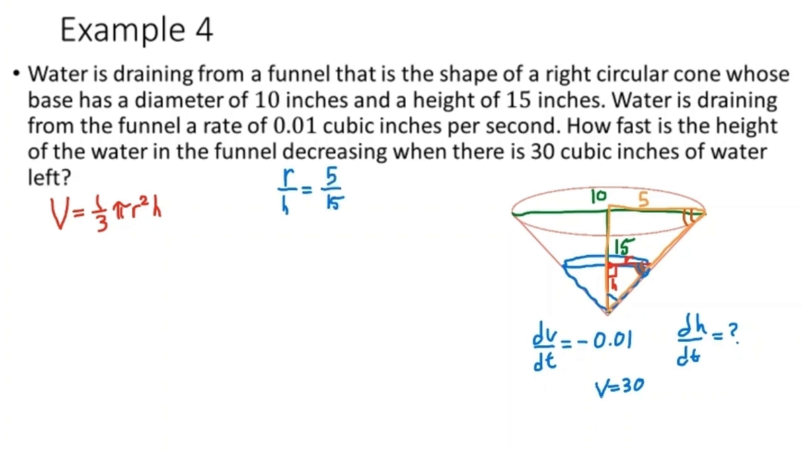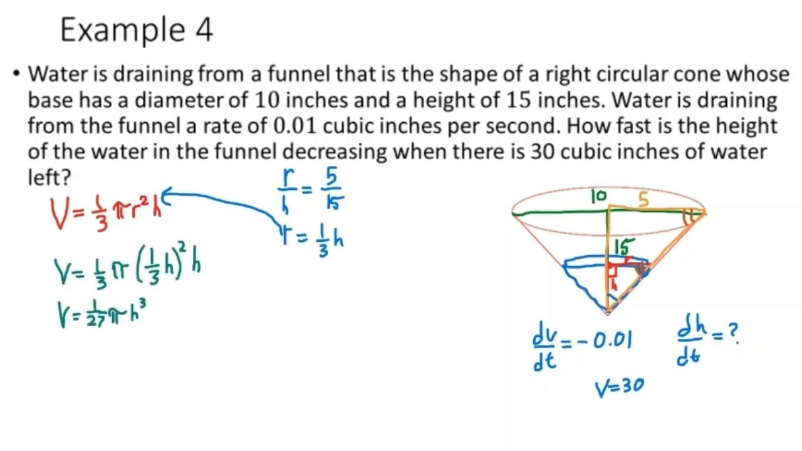Since we're concerned primarily with dh/dt, we can solve for r in this secondary equation, and we get that r equals 1/3 h. We can take this second equation and plug it into our volume equation, and we get that V equals 1/27 pi h cubed. Unlike before when we had r's and h's, we can now differentiate without needing the product rule. The left-hand side would be dV/dt. The right-hand side will become 1/9 pi h squared dh/dt.